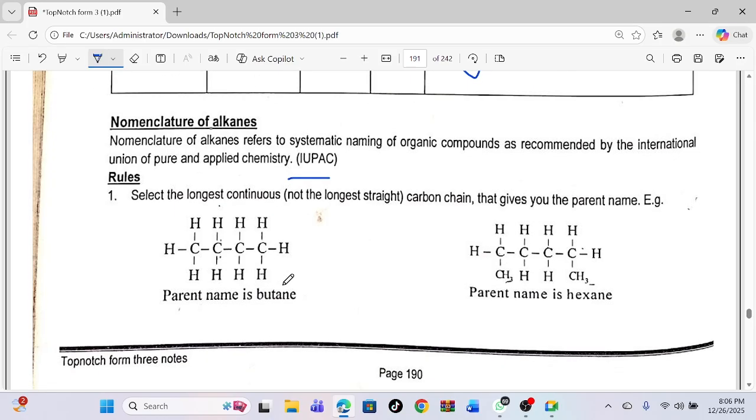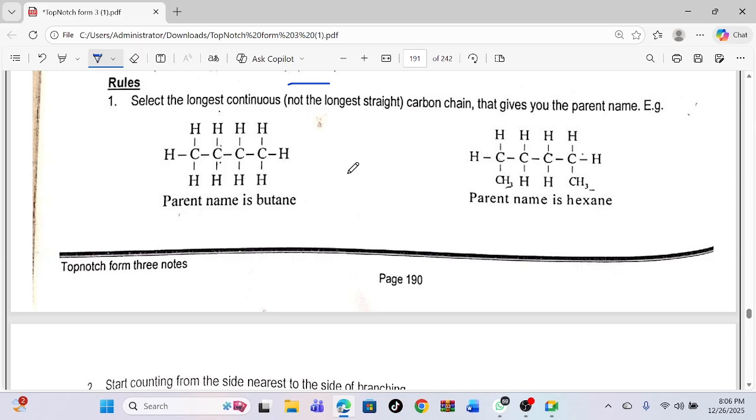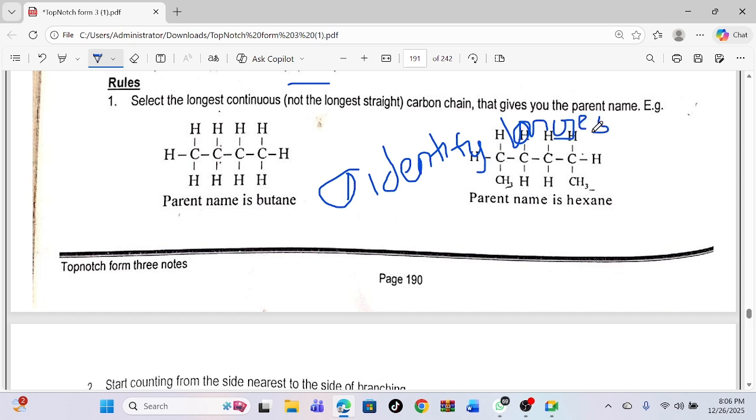So number one ni you select the longest carbon chain. So number one is identify the longest carbon chain. I will write for you here. Identify the longest carbon chain. So I think you write as I also say it. So identify the longest carbon chain.